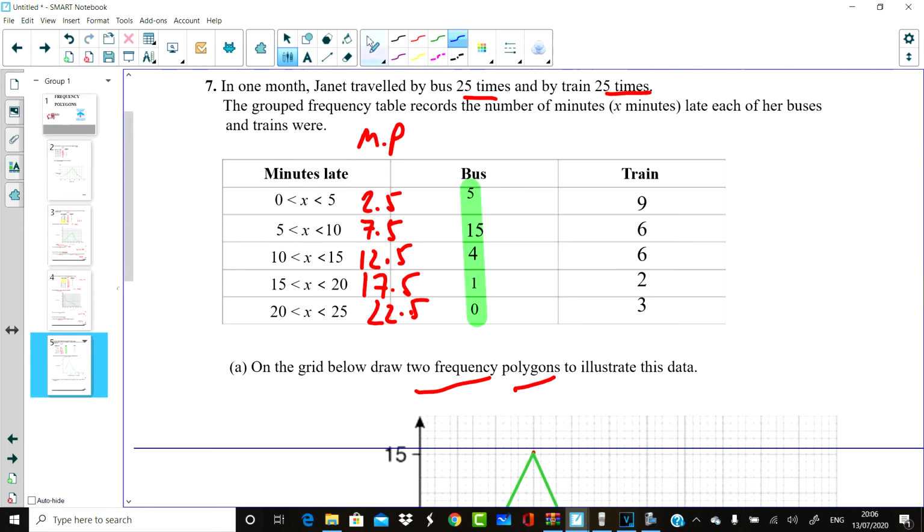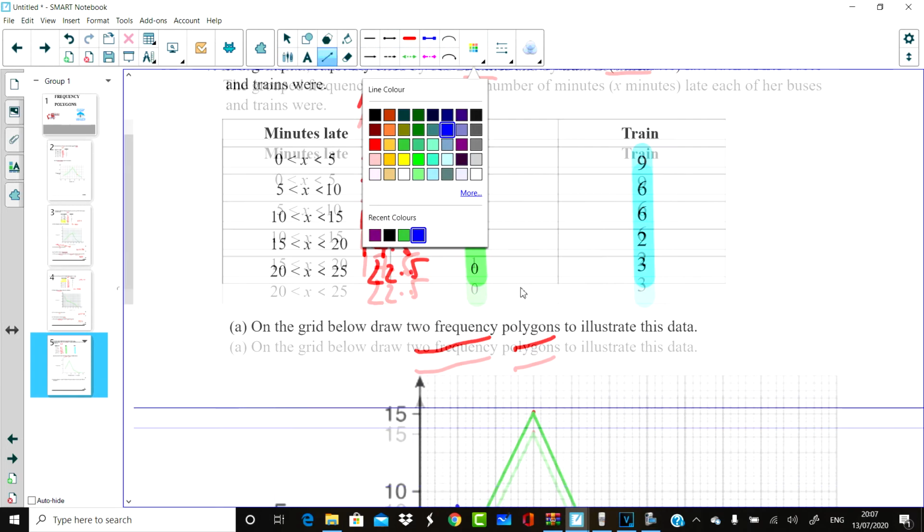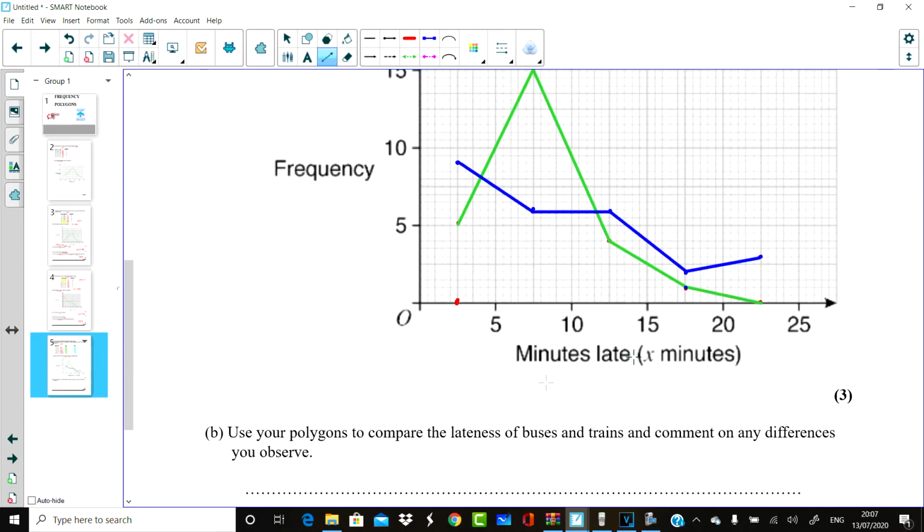So I'm going to do this one in a different color. If I choose blue for this color, all I'm going to do is join up these points for the train now. So we have a different color here. So that should be there, and then the last one is that. So your frequency polygon should end up something like this. What we have is two different frequency polygons, one for bus, which is in green, and one for train, which is in blue, both on the same graph.